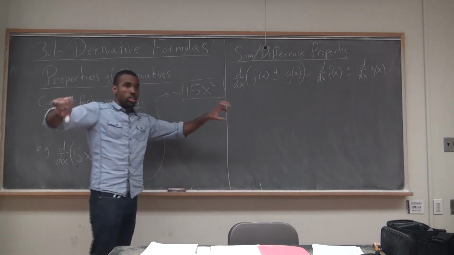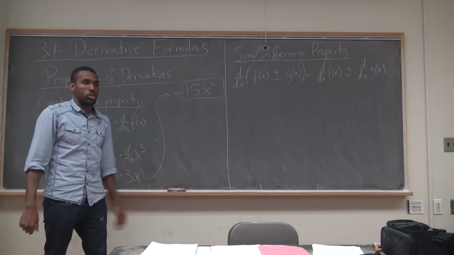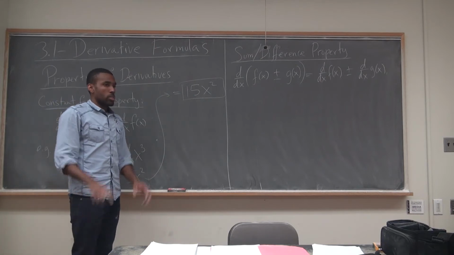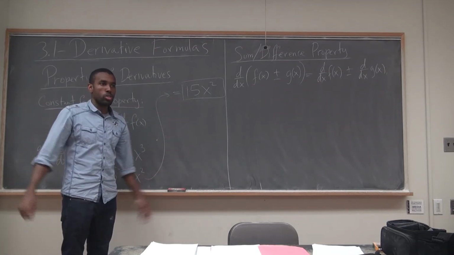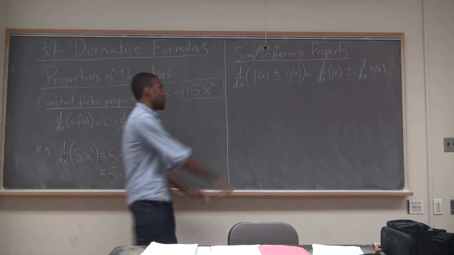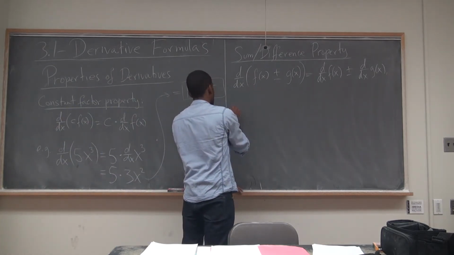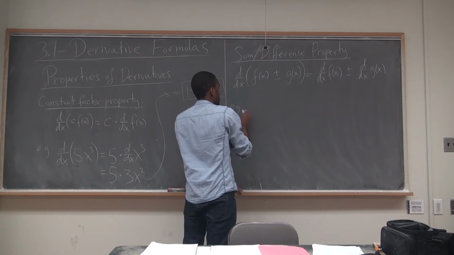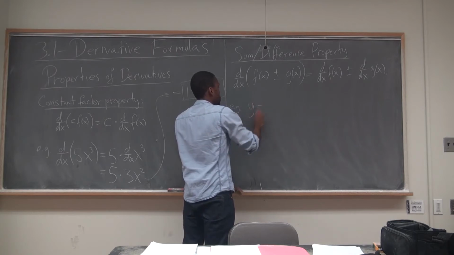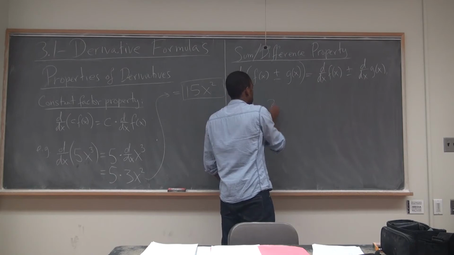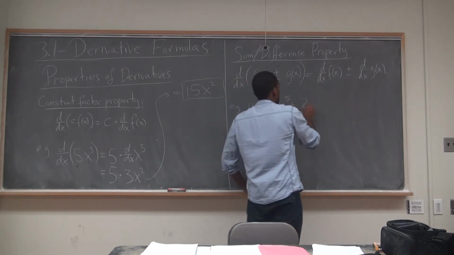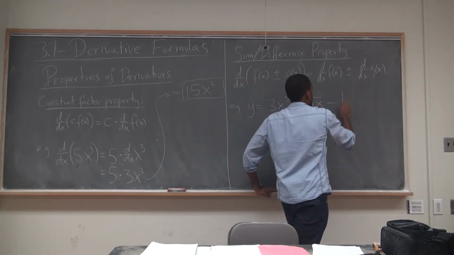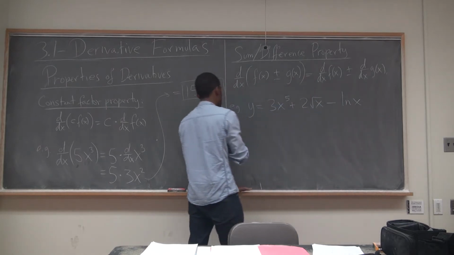This works because if there's a plus sign, I can literally break up a limit into a plus sign. The difference quotient is just a fraction, and I can break a fraction into two parts across the numerator. So here is an example. Now I can say something like y equals 3x to the 5th plus 2 radical x minus ln x, and I can say find y prime.